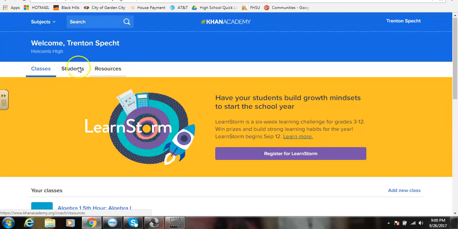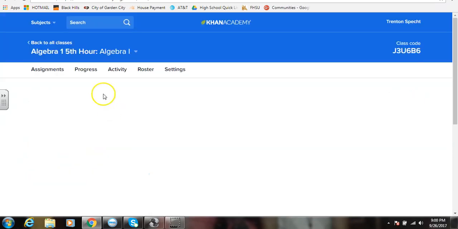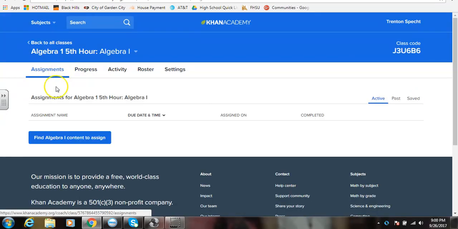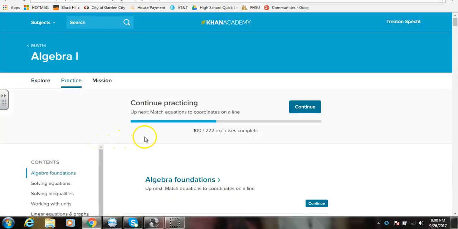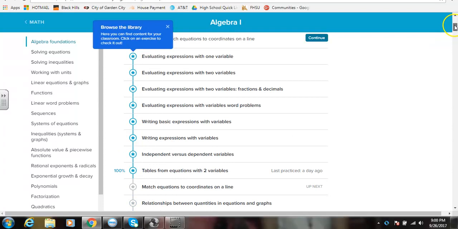Here are my classes. I'll take you to a class. I don't want to show too much information, but you can assign assignments. So this is my Algebra 1 class. I can assign stuff for them to do. This is for something that they might be struggling in or something that I want them to have a stronger skill set in, and I can find Algebra 1 content. Right now we're on two-step equations and multi-step equations in the Algebra 1 class. I can assign this, I can visit the library, and I can make sure that they're doing it.